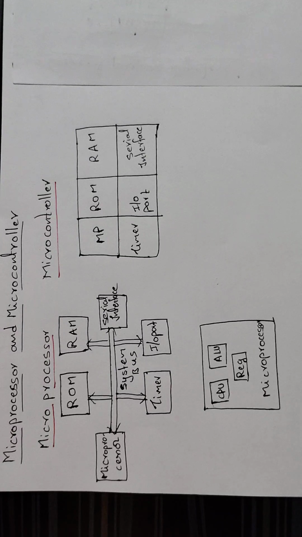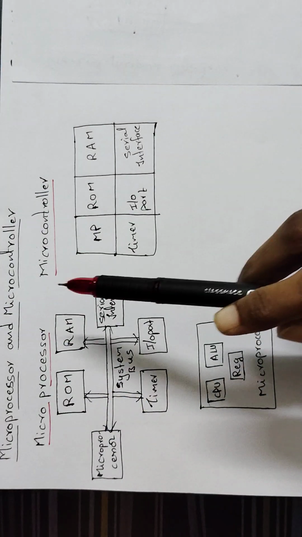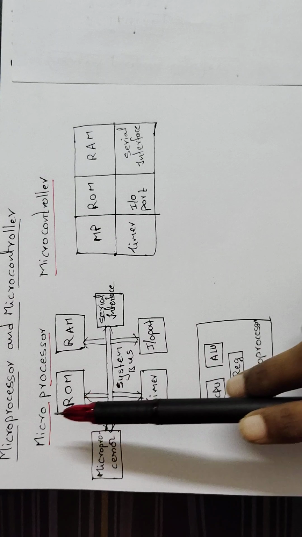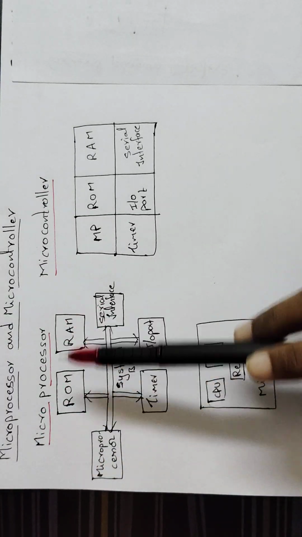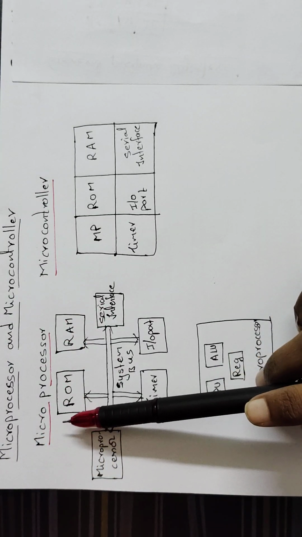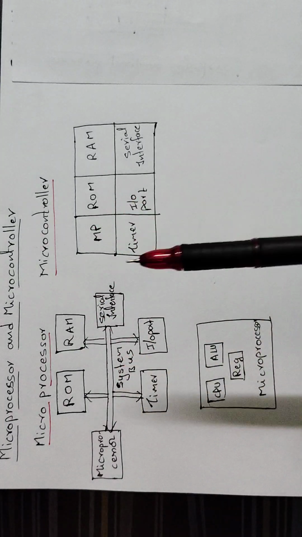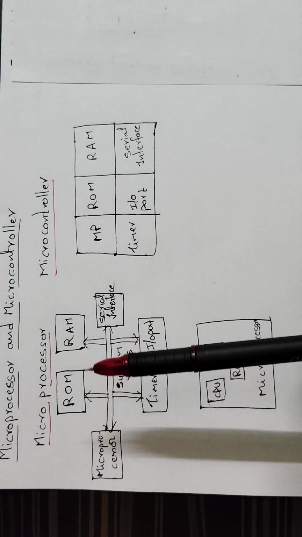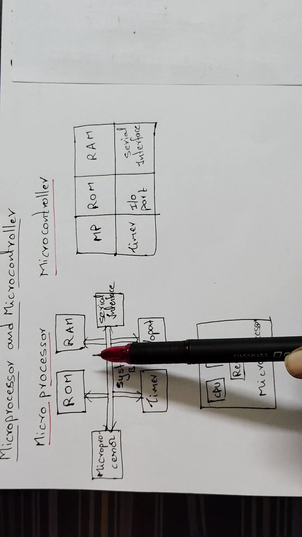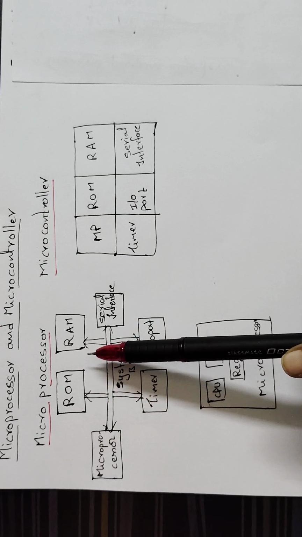In this video I am going to explain about microprocessors and microcontrollers. So before going to the topic, first of all we need to know what a microprocessor is and what a microcontroller is. What is the difference between these two? A microprocessor is nothing but an IC. IC is nothing but an integrated circuit.